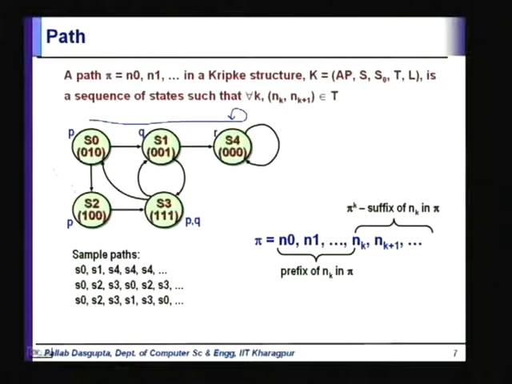S0, S2, S3, S0, S2, S3, then S0, then S2, then S3. So, it can keep on doing this forever, that is another path. S0, S2, S3, S1, S3, S0, S0, S2, S3, then S1, then S3. Then S0, right. Can you tell me what is the number of possible paths?